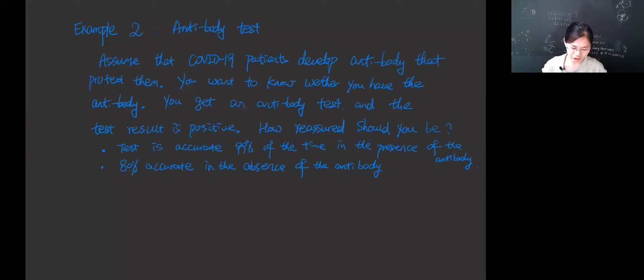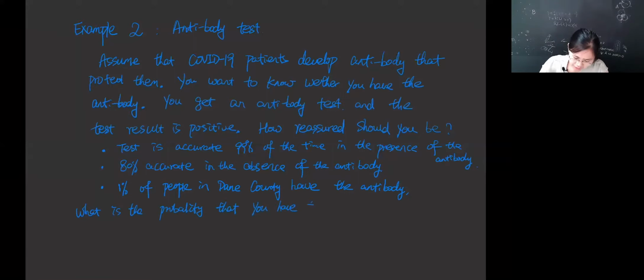This looks like a good test. But just knowing the accuracy of the test is not enough. And to answer your question, you also need to know what's the prior probability. And let's suppose that 1% of people in Dane County, which is where you live, have the antibody. This is also a piece of necessary information to do your calculation. What is the probability that you have the antibody?